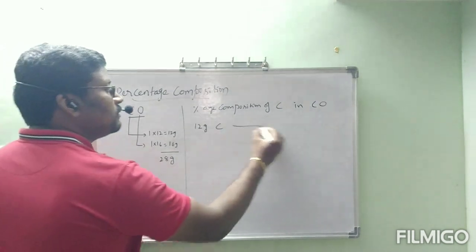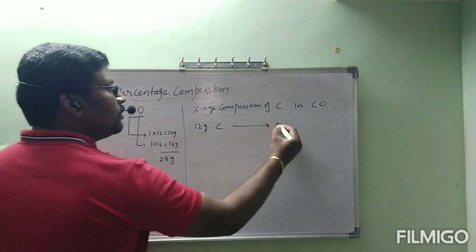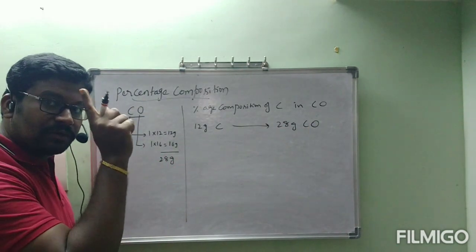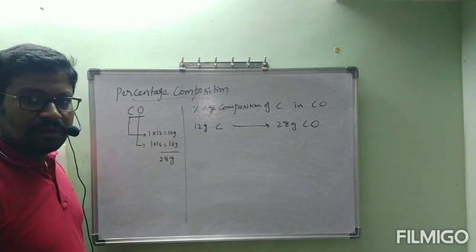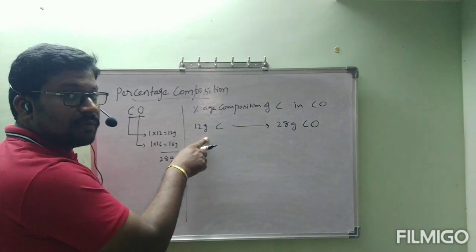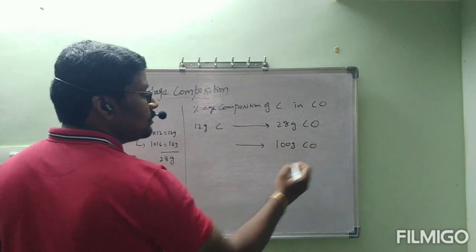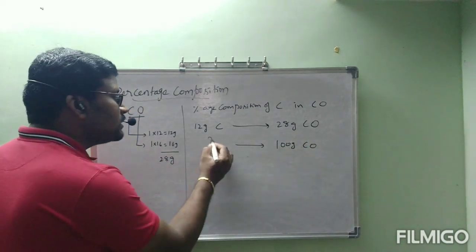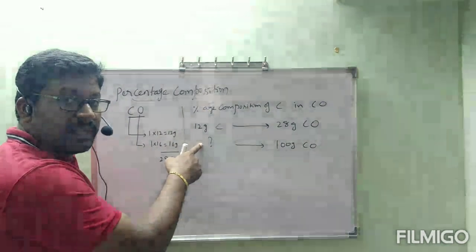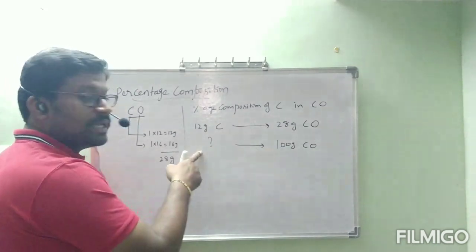12 grams of carbon is present in 28 grams of CO. Previously 44 grams CO2, now 28 grams CO. Please understand carefully. In 28 grams of CO, how much amount of carbon is present? 12 grams. Then what is our definition? In 100 grams of CO, 100 grams of compound, how much element is present? This is the question mark. I took this 100 grams, then here the question mark.